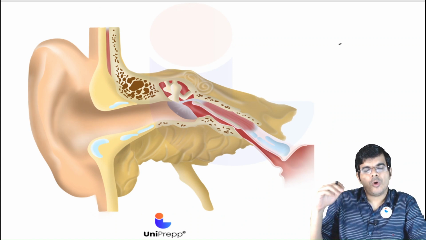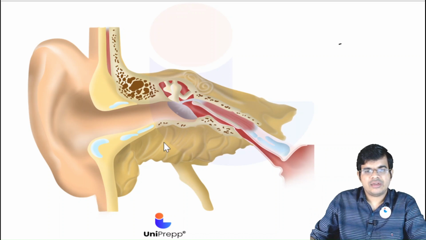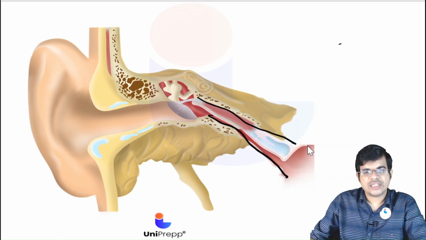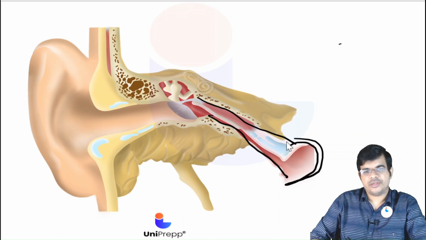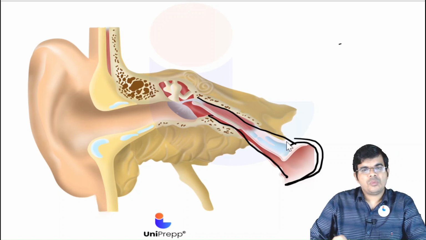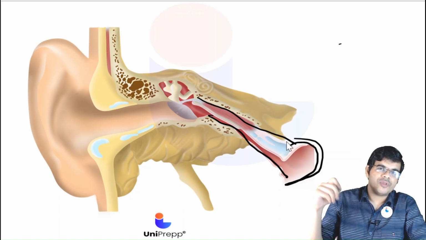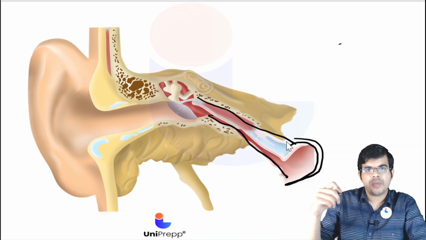Eustachian tube or pharyngotympanic tube connects the middle ear with the nasopharynx, and as you can see here, it is coming from the anterior end of the middle ear and goes into the nasopharynx about 1.25 centimeter behind the posterior end of the inferior turbinate.